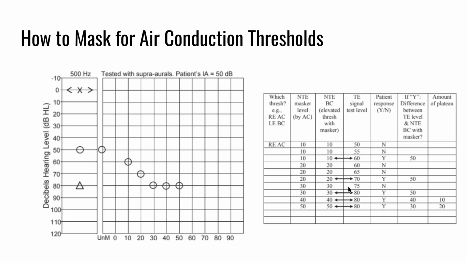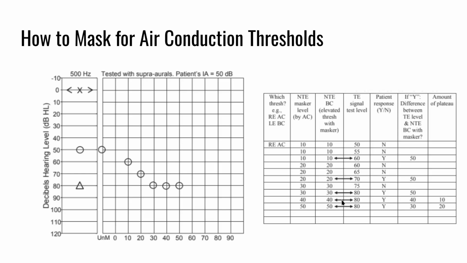Now we raise the tone to 75 by 5 dB. At 75 dB, we get no response. We raise that masker to 30 dB. We get no response. Now we raise the tone to 80 dB. We get a response. That's plotted here, 80 dB with 30 dB of masking.